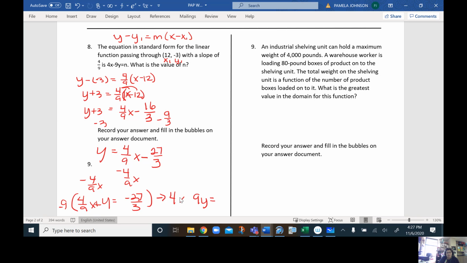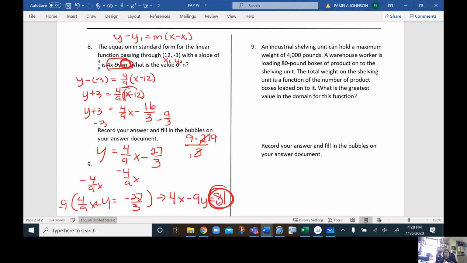So 4x minus 9y. You see, this is where we're at now. So once we multiply negative 9 times negative 27/3, that's going to be my n that we're looking for, okay? So negative times negative is going to give us a positive. We know that much. 9 times 27/3. All right. 27 divided by 3 is 9. 3 becomes 1. So 9 times 9 is 81.